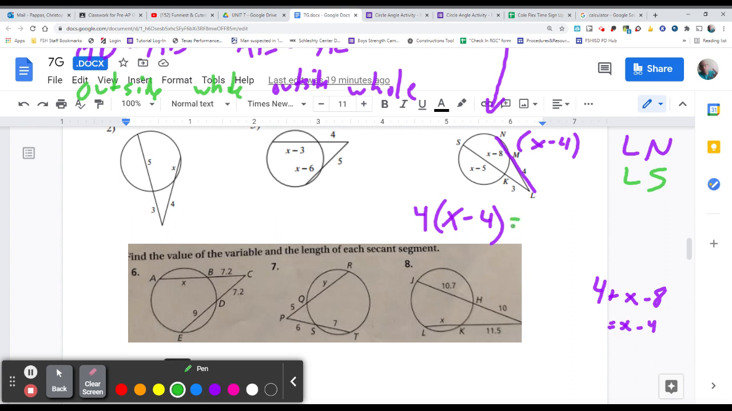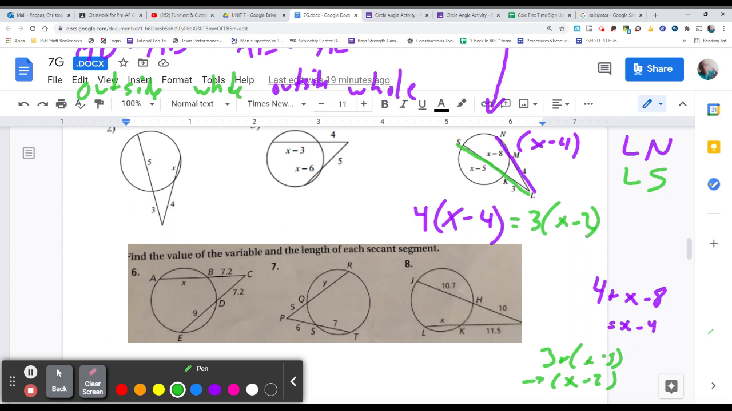Okay. Now for LS, this one. Okay. The outside part is 3. The outside part is 3. Now the whole thing, again, I'm going to write this down here, is going to be 3 plus parentheses x minus 5, which really becomes x minus 2. So the whole thing is x minus 2.